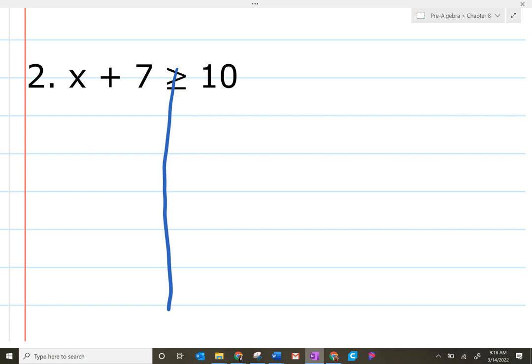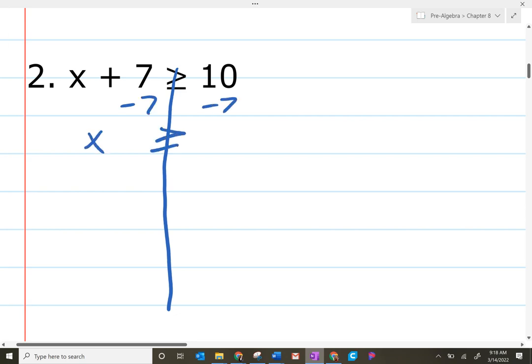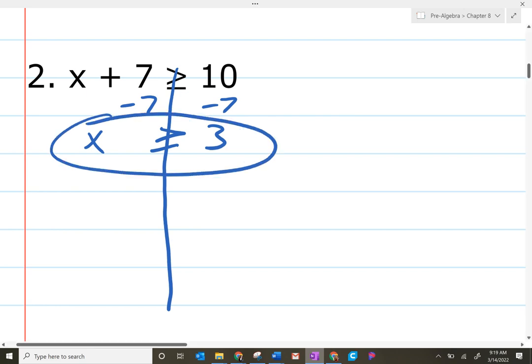All right, y'all drew that line. Perfect. Now I've got x plus 7 greater than or equal to 10. What am I going to do? Next step, Austin? Minus 7 to both sides. I love it. I get x greater than or equal to 3, because that sign didn't change. 10 minus 7 is a 3. I've got my variable on the left, I've got my inequality in the middle, I've got my number on the right. I'm done.